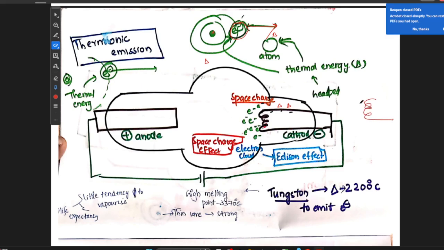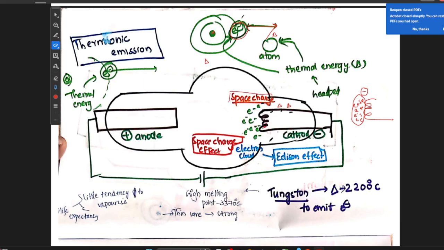So this is the cathode. First one electron has come, then the next one. All the electrons are accumulated around the cathode, and all of this is negative charge. These electrons which are accumulated at the cathode are called the space charge.